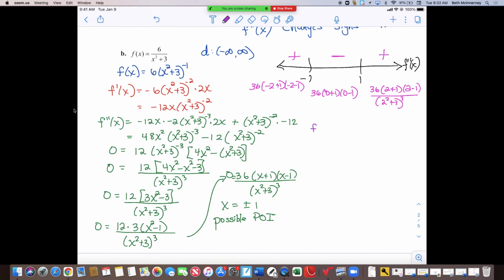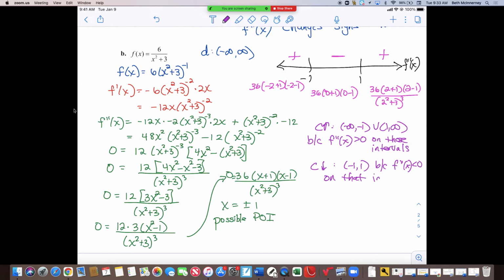So here we go. We're going to say concave up from negative infinity to negative 1. And you can use the union or the "and" is okay, because f double prime of x is greater than 0 on those intervals. Concave down from negative 1 to 1 because f double prime is less than 0 on that interval.